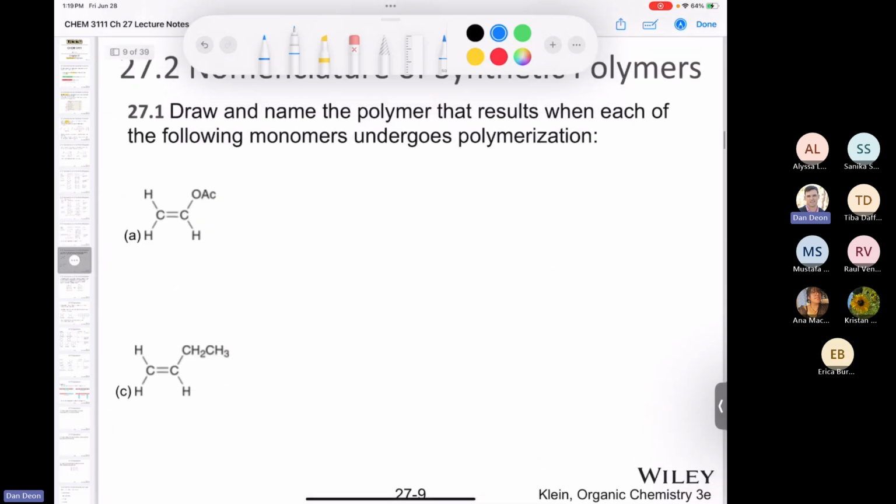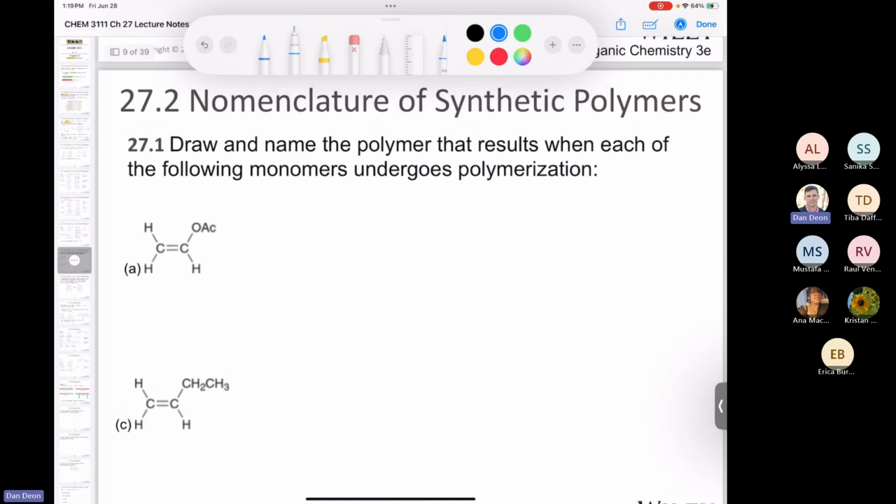So the next one just says, draw and name the polymer that results when each of the following compounds or monomers undergoes polymerization. Now, with these ones here, I don't expect you to know the name of every single monomer. I would give you the name of the monomer. For example, the first one, this is vinyl acetate. So vinyl acetate, and don't panic. I wouldn't ask you to just pull that out of thin air. And then the one down here, you guys know it is 1-butene, but the common name is alpha-butylene. Okay, so I would give you those. And so if we wanted to give the name of the polymer, for the first one, we would call it polyvinyl acetate. But let's try drawing the polymer.